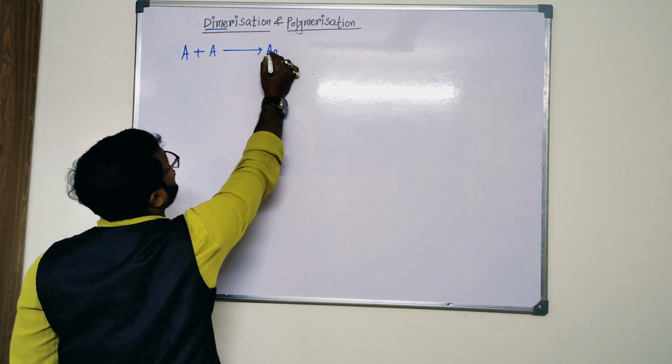Let us consider I have taken n number of A atoms. They are connected with each other. They will form An. An is considered a polymer. This is a polymeric unit. So dimer, trimer and polymer. We know this is polymerization. So how will this polymerization happen?